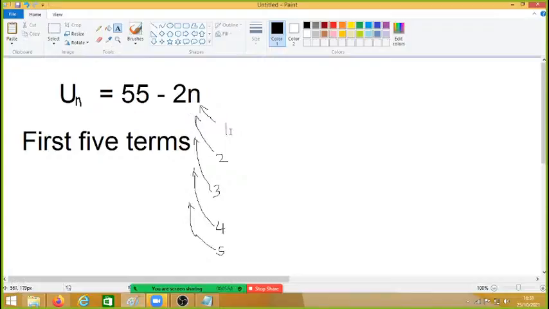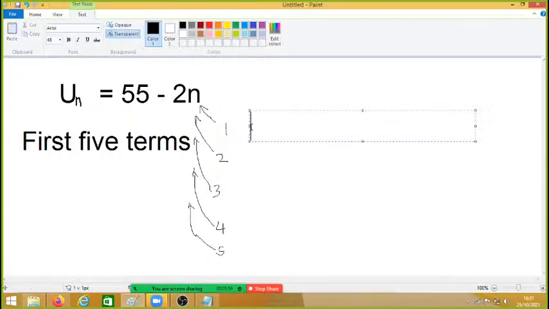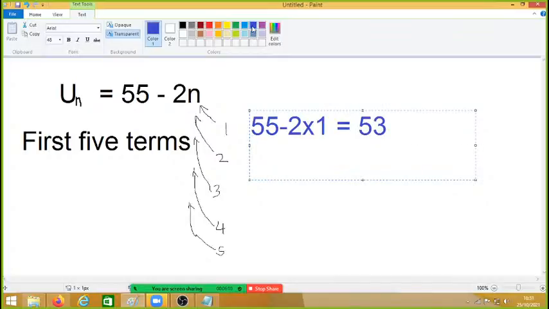2n is 2 times 1, which is 2. 55 take away the 2 would be 53. So on a calculator, 55 take away 2 times 1, and that would be 53. You can do the next one, 55 take away, and you're substituting in 2. So 2 times 2 is 4, so that gets you 51.